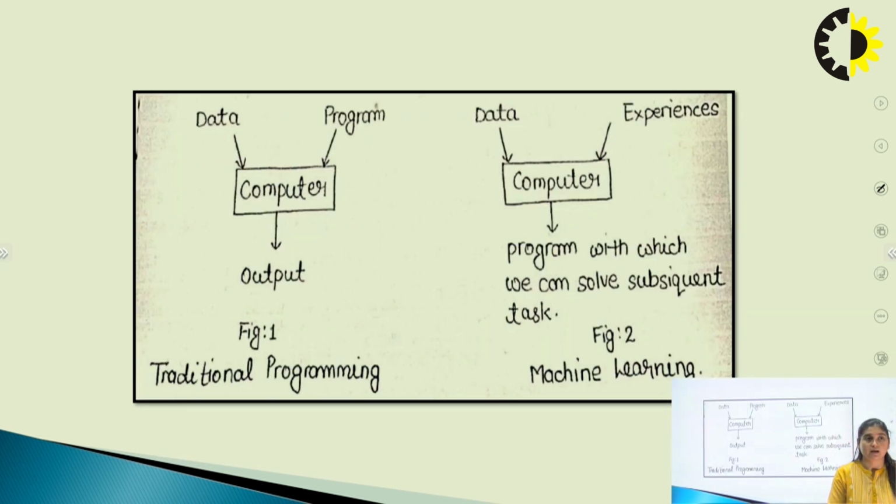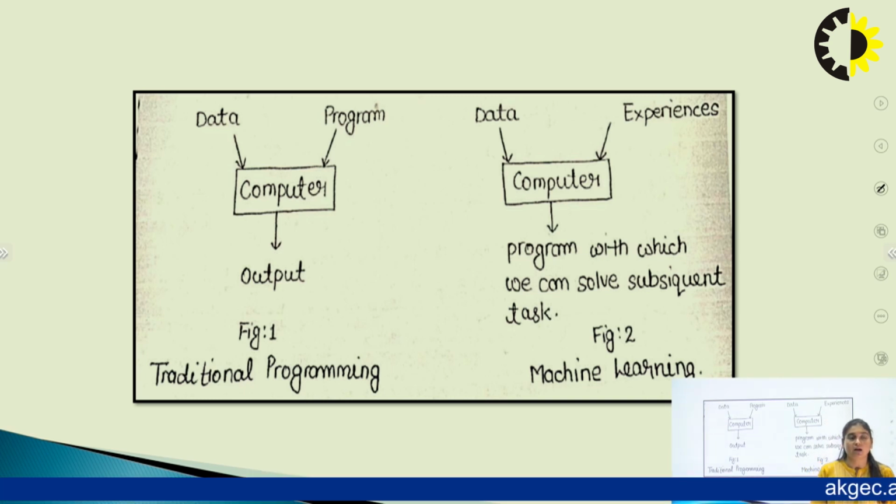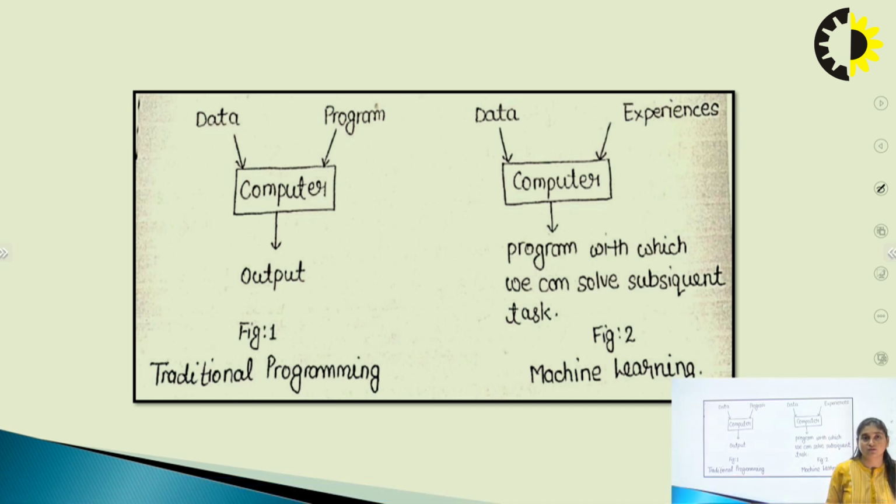Next slide shows a diagram. There are two figures in the slide. First is about traditional programming, where in the first diagram, as an input we are just feeding data and program to a computer and we are getting output. In the second figure, as you can see, this figure represents the concept of machine learning. So in this, data and experiences we are giving as an input to the computer, and we are getting a program with which we can solve the subsequent task or different types of tasks.